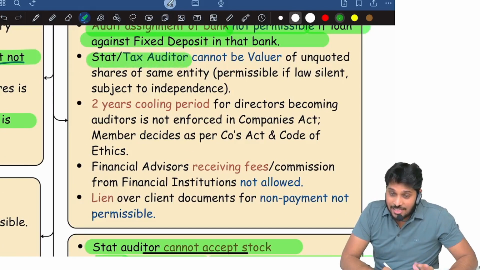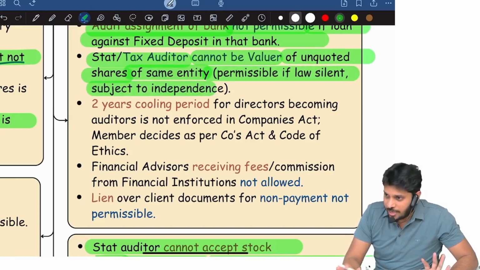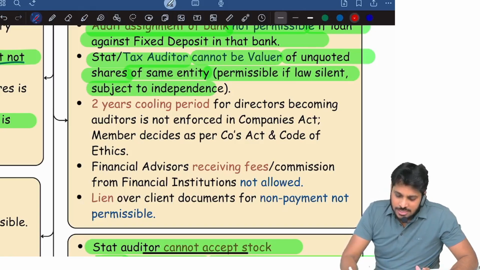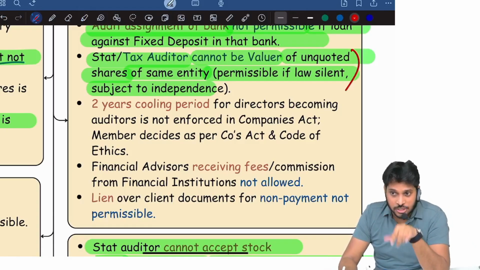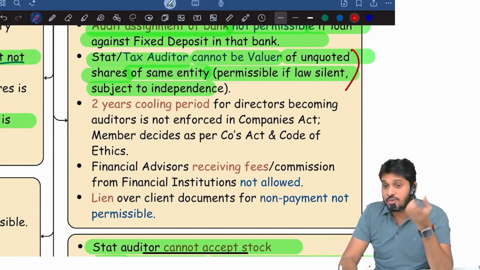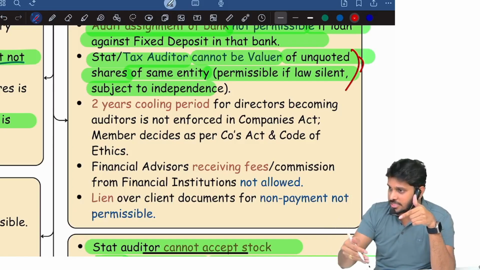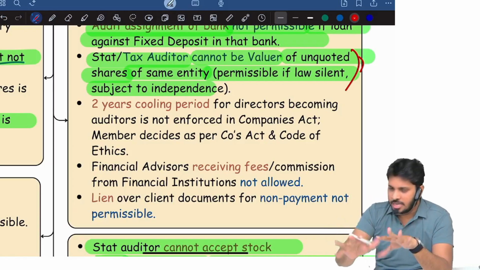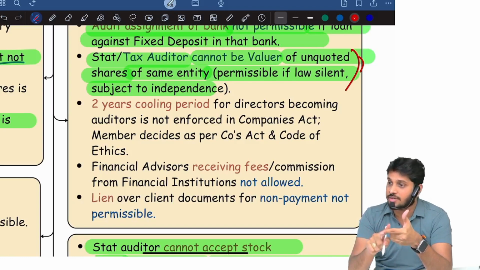Statutory auditor or tax auditor cannot be the valuer of unquoted shares of the same entity. Permissible if the law is silent, subject to independence. Suppose in income tax there is no prohibition like this; in income tax also we have disqualifications in section 288 for tax auditor. If there is any disqualification regarding valuer or tax auditor, then only you have to follow it. If there is no disqualification, you can be a tax auditor and a valuer simultaneously for the same company.